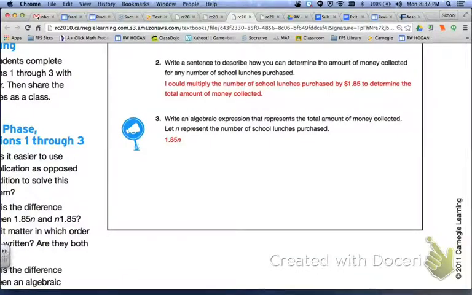The sentence that we need to write for number 2: I could multiply the number of school lunches purchased by $1.85 to determine the total amount of money collected. The algebraic expression then that we should use for this problem situation, if n is representing the number of school lunches purchased, is 1.85 times n.